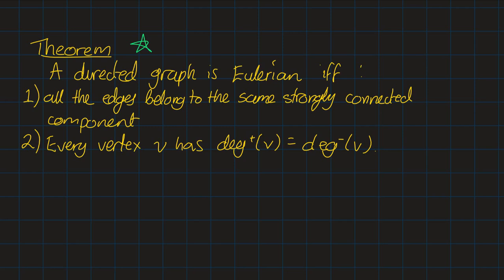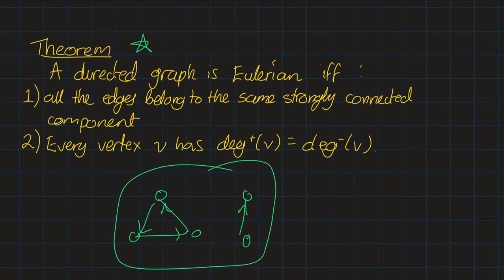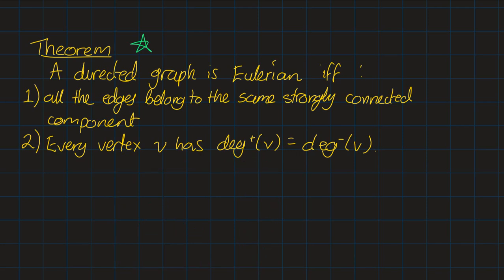This is the same idea as in the previous one, where you're trying to eliminate cases like this. Okay, like if I consider this whole thing to be a single graph, then the edges don't all belong to the same connected component, so it's impossible for it to be Eulerian. Okay. The second condition is simply every vertex has deg plus equal to deg minus, and if you remember, deg plus means the in degree, and deg minus means the out degree.